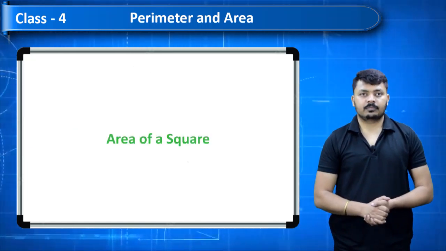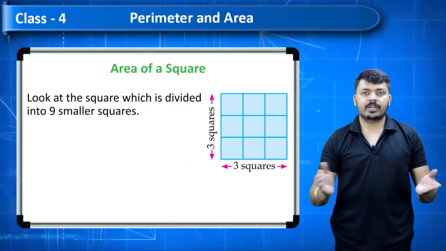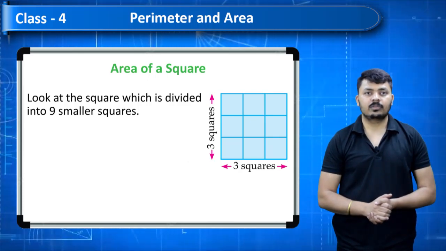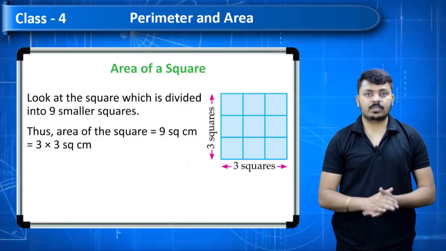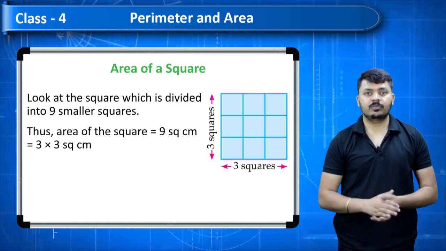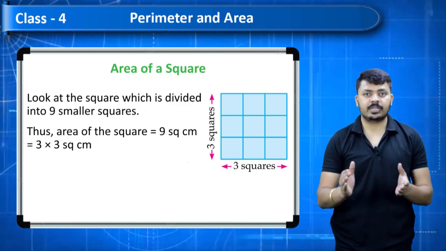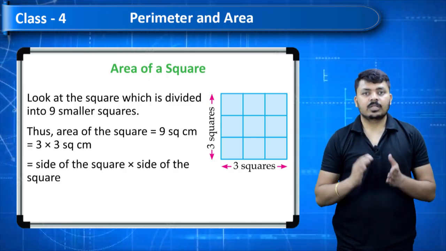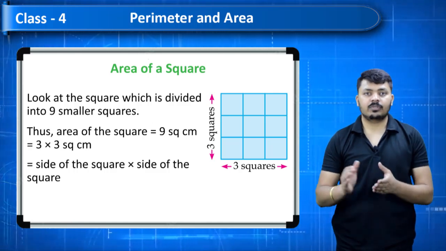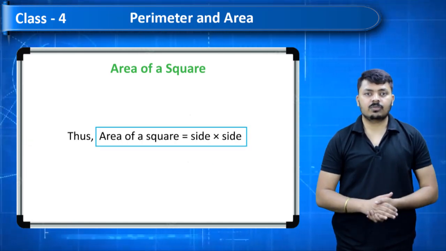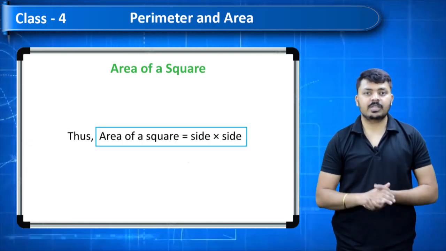Area of a square. Look at the square which is divided into 9 smaller squares. Thus, area of the square is equal to 9 square centimeters, which is equal to 3 multiplied by 3 square centimeters, side of the square into side of the square. Thus, area of the square is equal to side multiplied by side.